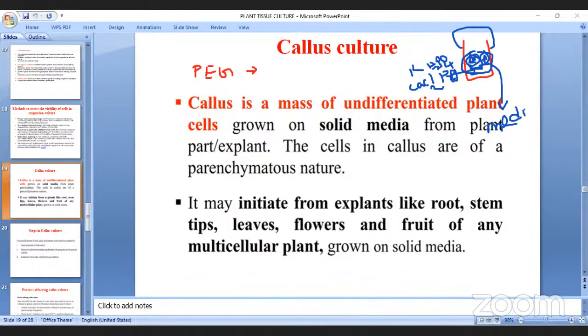The fused protoplasts are then transferred onto the culture media. Simple. After fusion, transfer into the culture media. The rest of the process is the same: after transfer into culture media, sterilization, inoculation, incubation. So these are the common characters. So this is electrical fusion. So this is the protoplast culture, and the next one, hybrids.